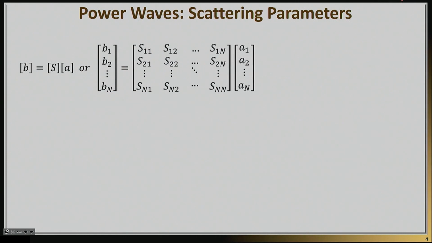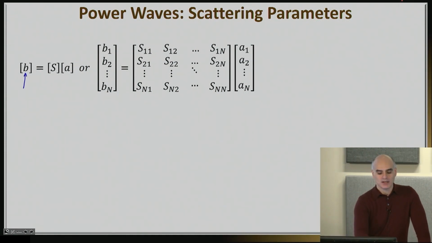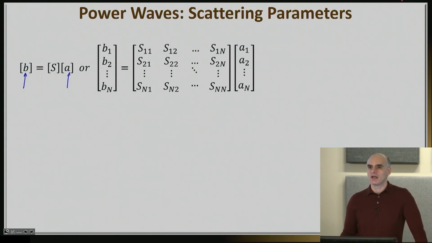Now, once you know those waves, A and B, you can essentially relate B and A, meaning the reflected power, which is expressed by B, and the incident power, which is expressed by A, by a new matrix that we call the S matrix or scattering matrix. In other words, the scattering matrix is a pretty useful matrix that allows you to write the reflected power waves as a function of the incident power waves. Remember that A is always the incident wave in every port, and B is always the reflected wave from every port.